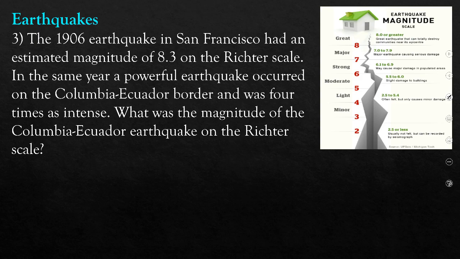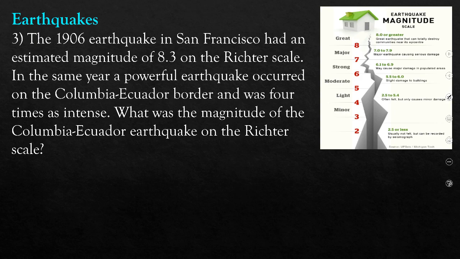All right, now we're going to talk about earthquakes. In 1906, an earthquake in San Francisco had an estimated magnitude of 8.3 on the Richter scale. In the same year, a powerful earthquake occurred on the Colombia-Ecuador border and was 4 times as intense as the one in San Francisco. Determine the magnitude on the Richter scale for the Colombia-Ecuador earthquake.